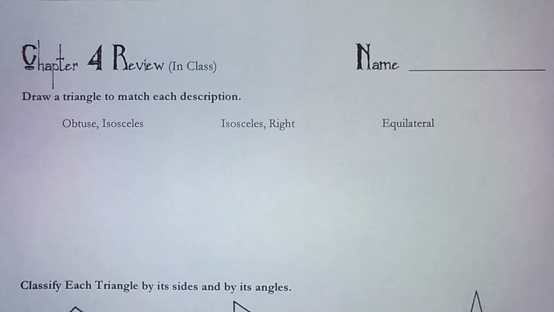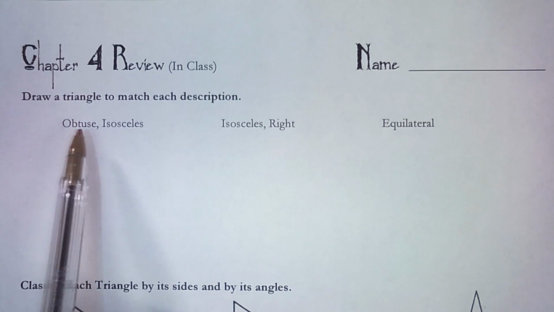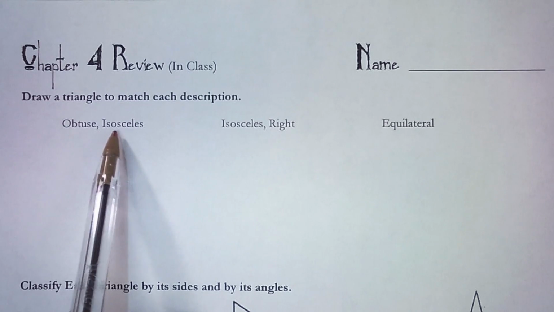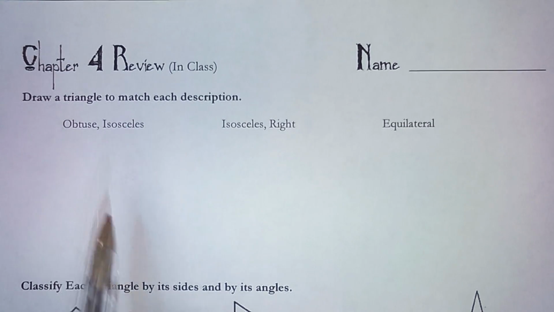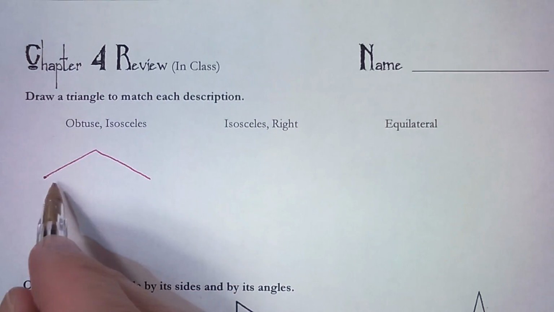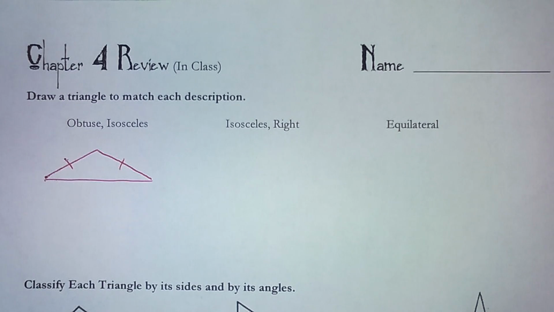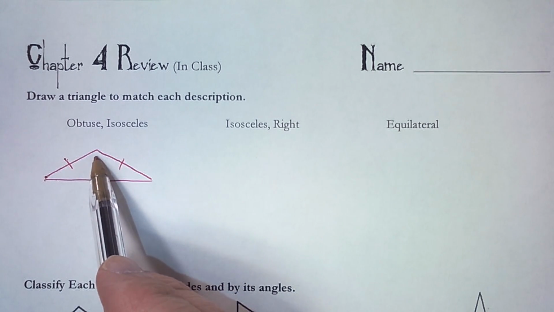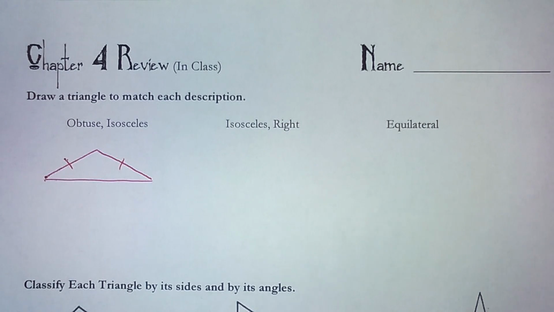First, classifying triangles. So we want to draw a triangle to match this description, one that is obtuse and isosceles. So it needs one obtuse angle and 2 sides that are the same length. So here is an example of a triangle that is obtuse and isosceles. So this angle is our obtuse angle. These 2 are the same, so it is isosceles.